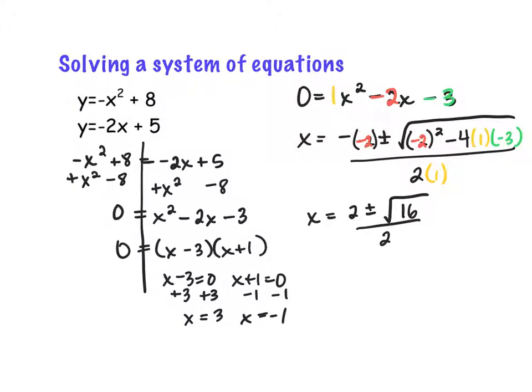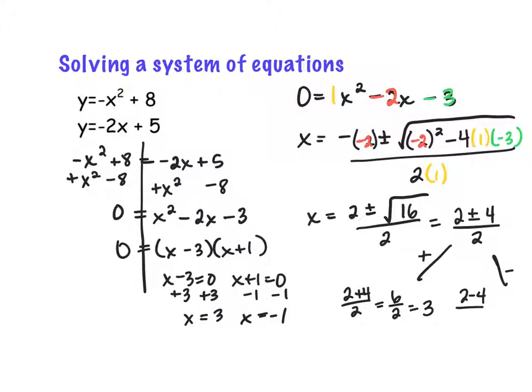And then 2 times 1 is 2. Square root of 16 is 4. So I have 2 plus or minus 4, all divided by 2. Split that into the positive and the negative. 2 plus 4 divided by 2 is 6 divided by 2, which is 3. And then 2 minus 4 divided by 2. 2 minus 4 is -2 divided by 2 is -1. So, shouldn't be surprising. I have a -1 here and a -1 here, 3 here, 3 here.